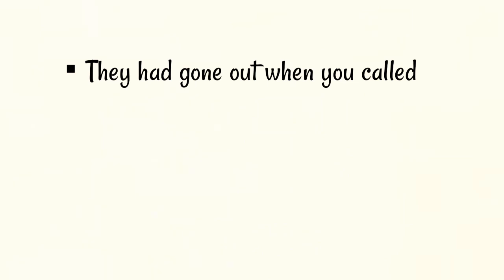These two actions are given. And among these two, they had gone out is the action which happened first. So we are placing past perfect tense in the first portion of the sentence and simple past in the second.